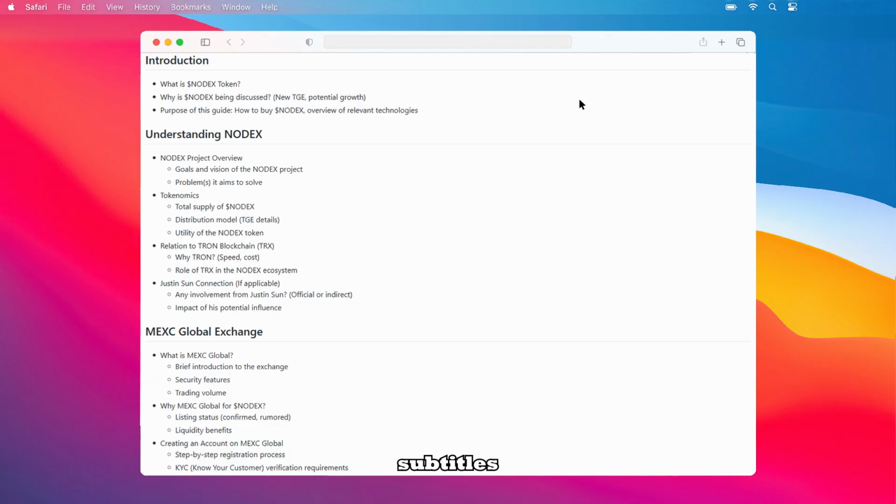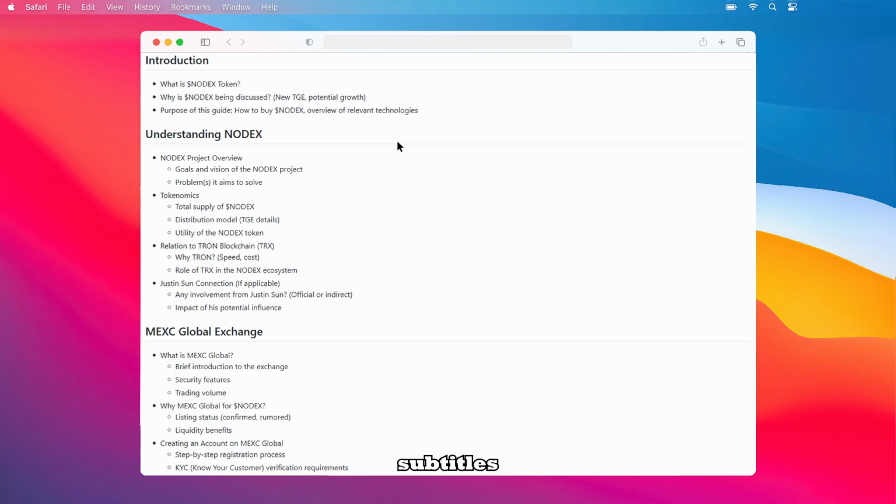We'll then explore the NODEX project in more detail, looking at its goals, vision, and the problems it aims to solve, as well as the tokenomics. We'll check total supply of $NODEX, distribution model, and the utility of the token.